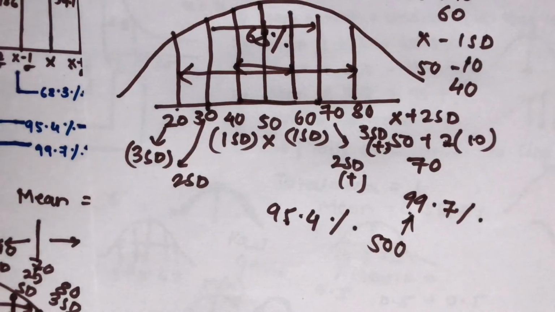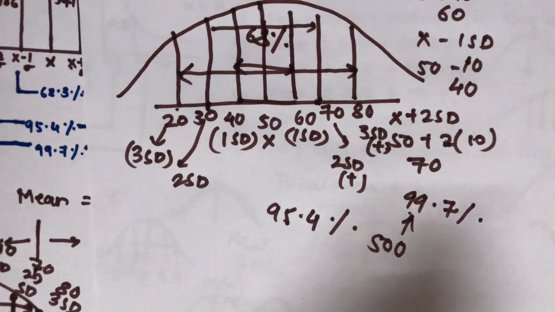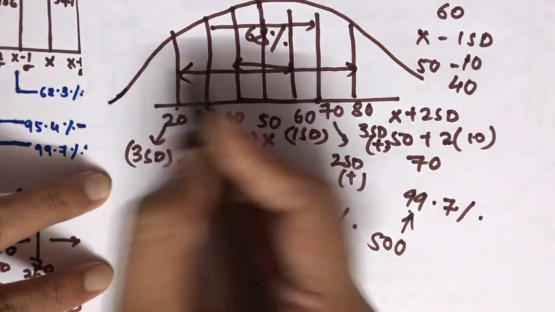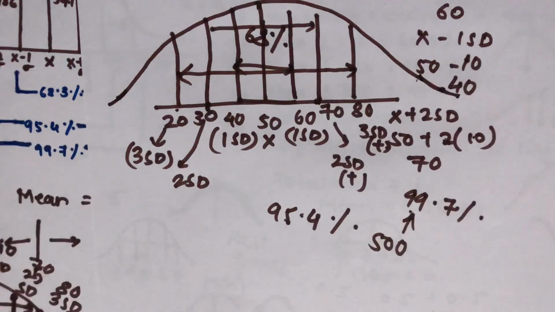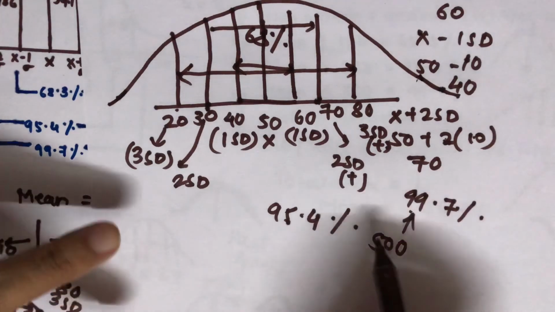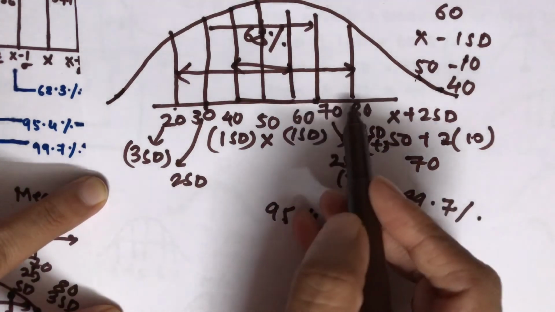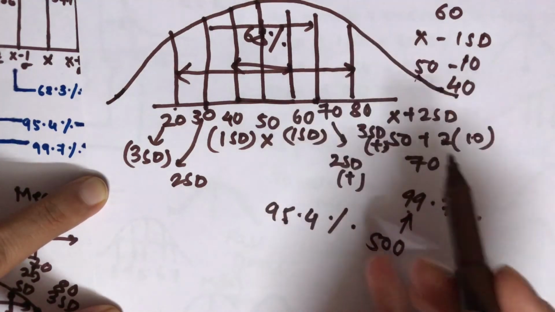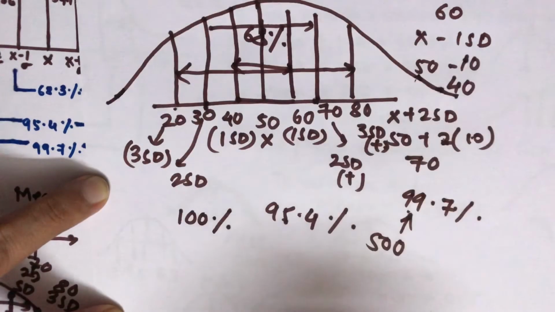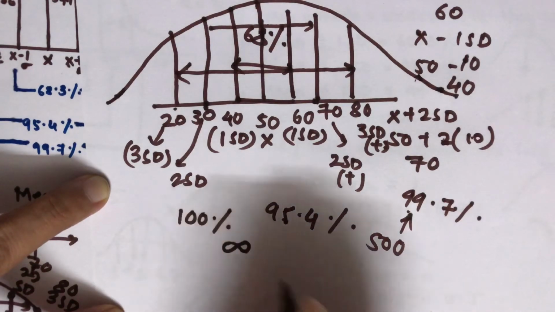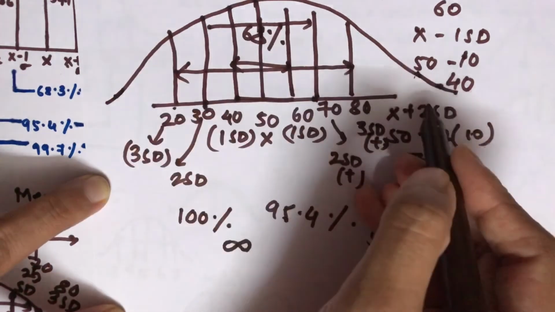And the last feature of this normal curve is that the tails or the ends of this curve never touch this line. Now an example: if I ask you what percentage of SD will cover 100% of values, we have seen 99.7% was covered by 3 SD. So the answer comes out to be infinity, because the tails never touch this line.